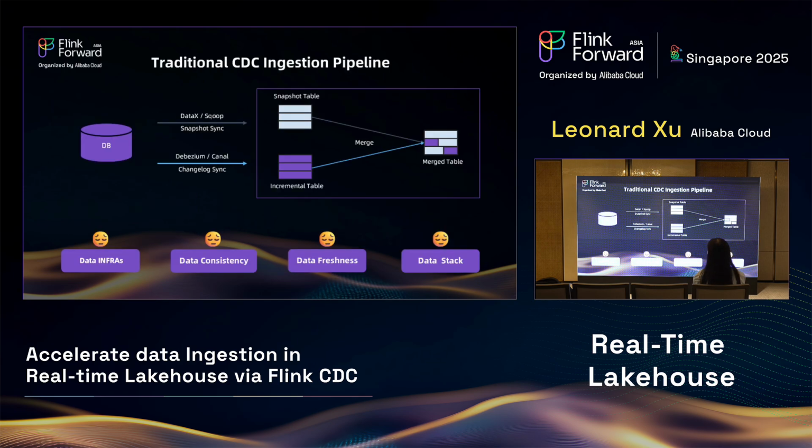Before introducing Flink CDC, let me show the traditional CDC ingestion pipeline first. In a traditional CDC ingestion pipeline, usually we need two different systems. The first one is snapshot data synchronization. Users maybe need tools like DataX or Sqoop. And for changelog data synchronization, users need to choose tools like Debezium or Canal.